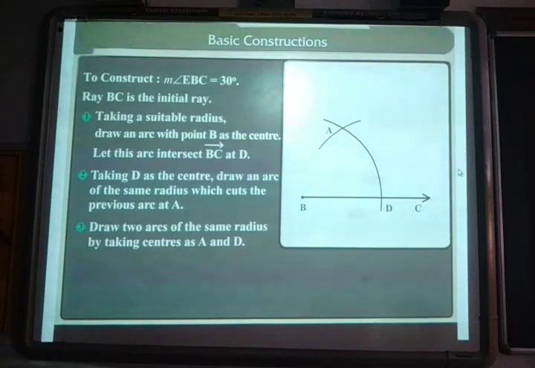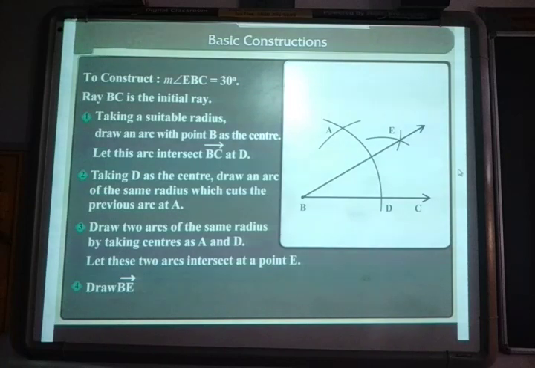Draw two arcs of the same radius by taking centers as A and D. Let these two arcs intersect at a point E. Produce ray BE. We now have our required angle EBC of measure 30 degrees.